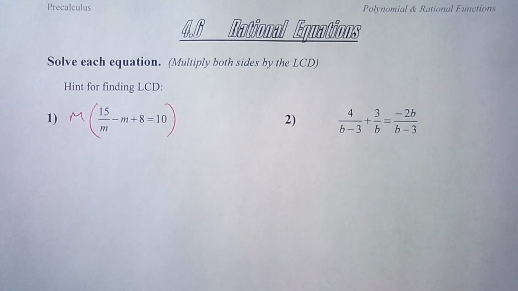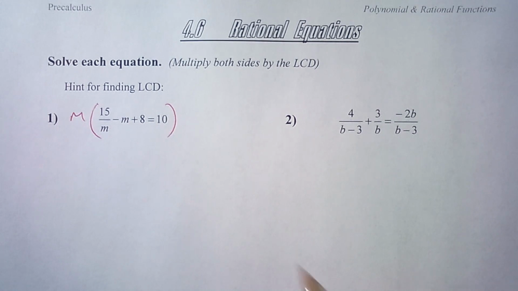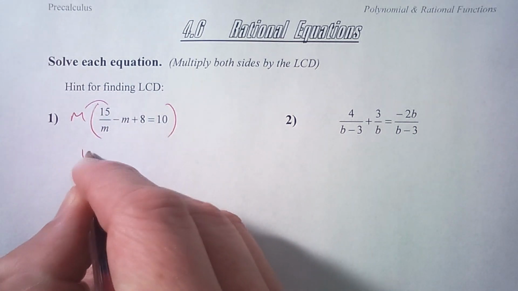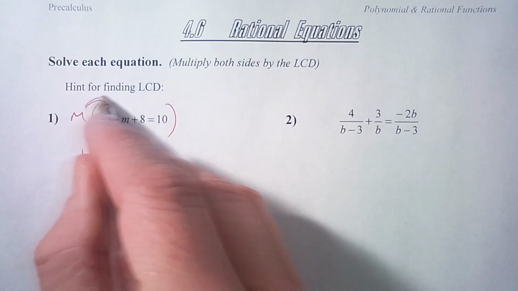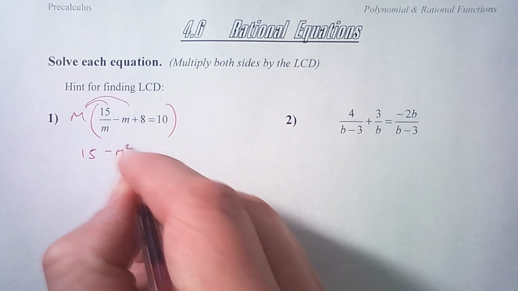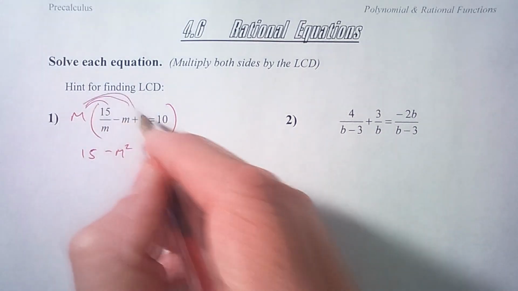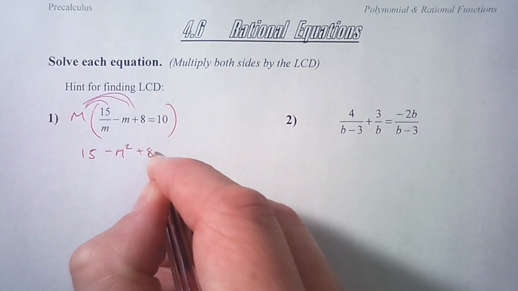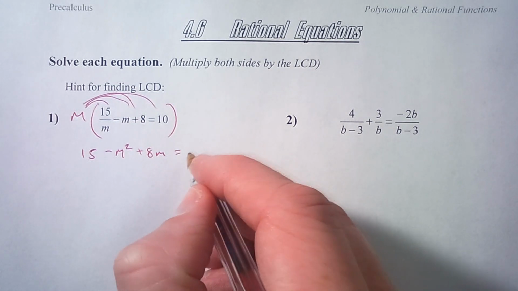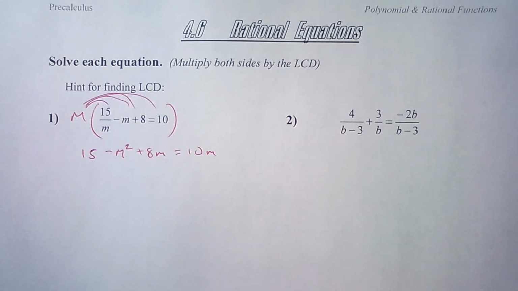So I'm going to multiply this entire equation by m. So when I distribute here, the m's cancel. So I have nothing left to multiply by, so I have 15. When I distribute here, there's nothing canceling, so I have m squared. And then here, there's nothing that cancels, so I have 8m. And then here, nothing cancels, so I have 10m.